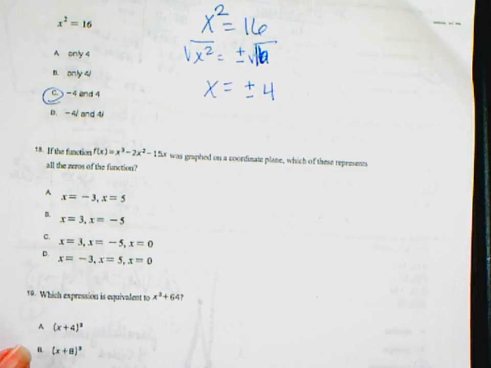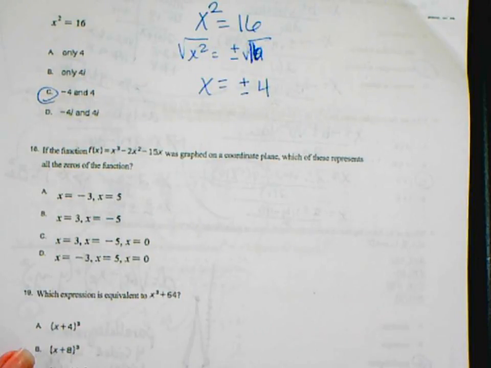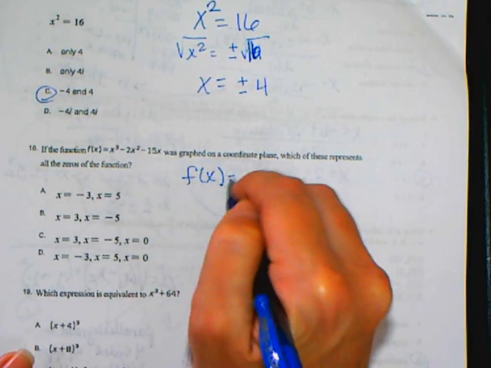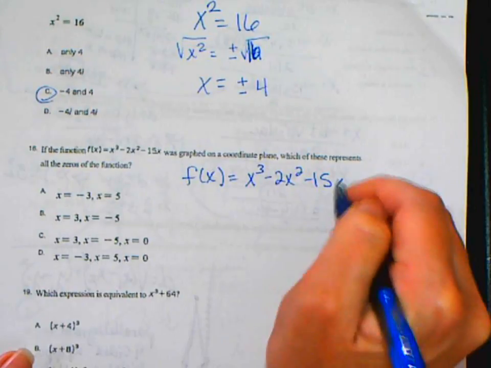18. If the function f of x equals x cubed minus 2x squared minus 15x was graphed on a coordinate plane, which of these represent all of the zeros of the function? Remember, zeros is the same thing as roots, is the same thing as solutions. It tells us where the graph would cross the x-axis. So when we're trying to find the roots, if they didn't give us the graph, we have to solve for x, okay? So I'm going to take the function and see what I can do with it.